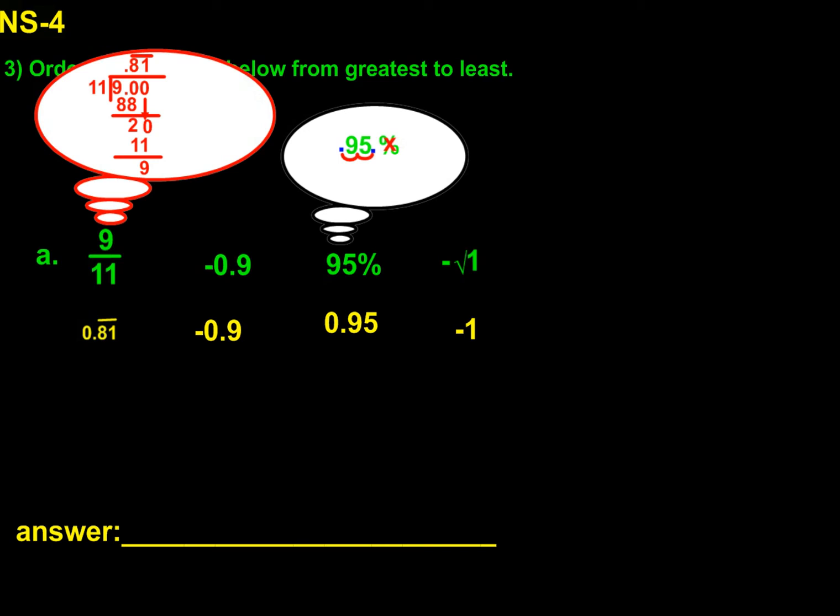So putting these in order from greatest to least, it's easier to use these, but these aren't the ones that we have to put down here for the answer. We have to put the original problems for the answer. So if we look down here, you can see we have 2 negatives and 2 positives. So obviously the positives are going to be greater, and they're going to come first. So 0.81 and 0.95. So 95% is the largest, and then 0.81 comes next. And then if we think about what is bigger, negative 0.9 or -1, negative 0.9 would come next, and then the negative square root of 1 would be the smallest.